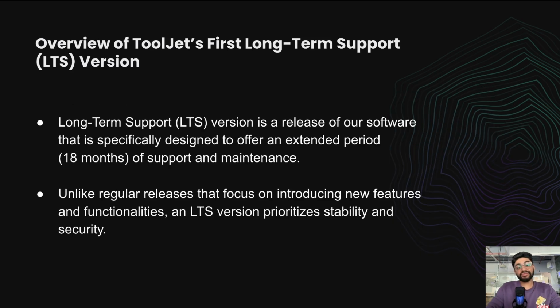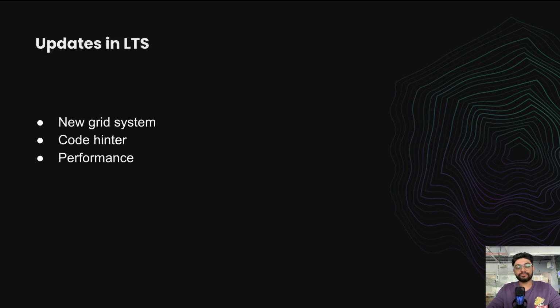Coming to ToolJet's first long-term support version, which has been released now, we are offering an extended period of support, which is 18 months. Here we are prioritizing the stability and security of your applications, unlike our other releases, which are more focused on feature releases and functionalities.